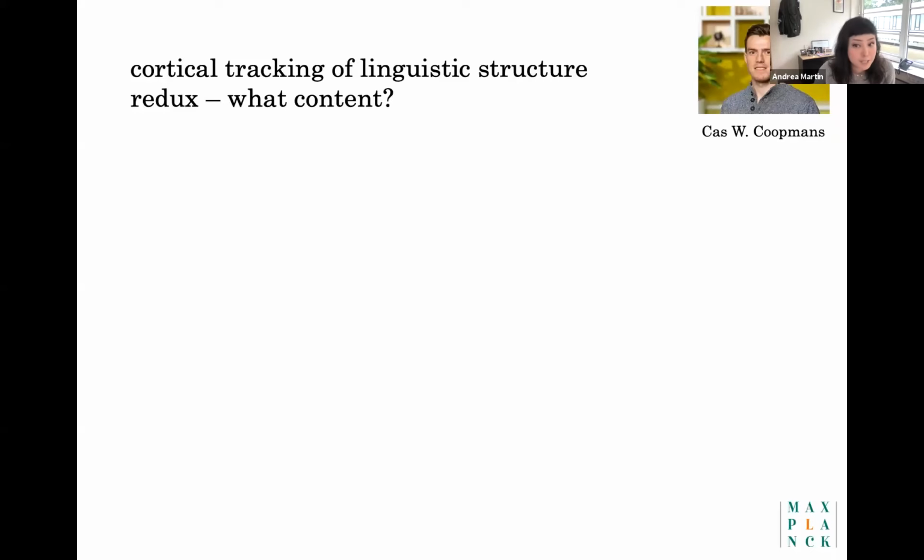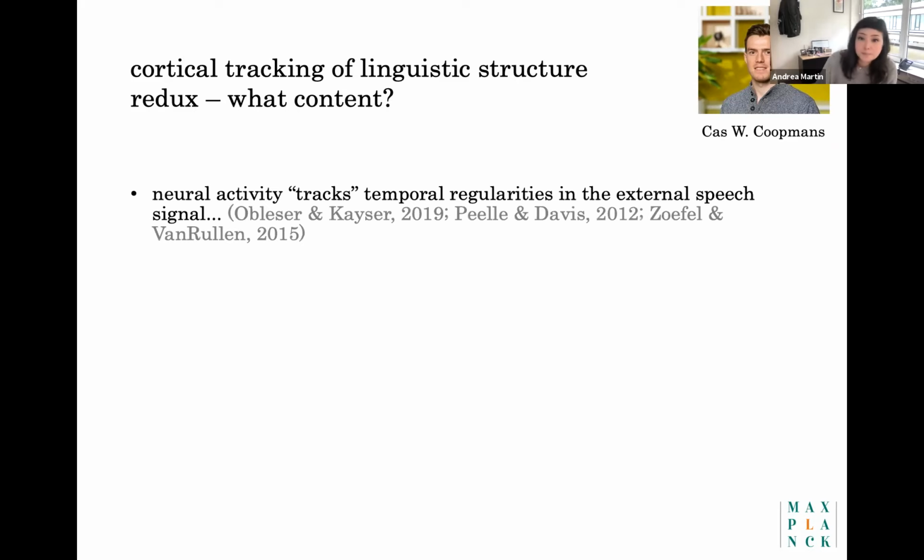So I just told you that phrases are tracked more strongly when they're meaningful and bear linguistic content, but what aspects of linguistic content are we talking about? And what aspects of linguistic content affect the tracking of phrases in natural speech? And this is now the work of my PhD student, Cas Koopmans, who set out to answer this question.